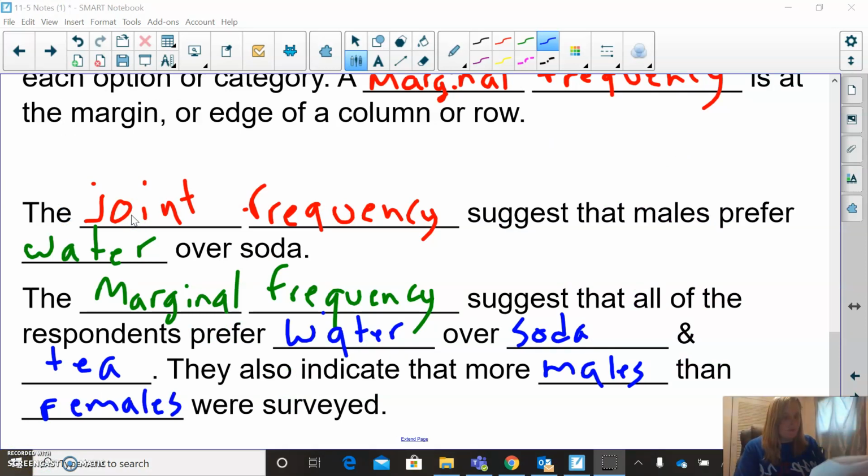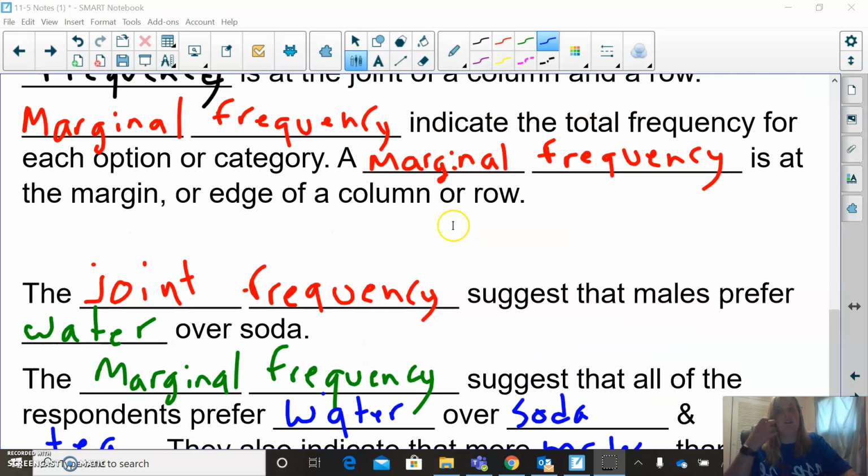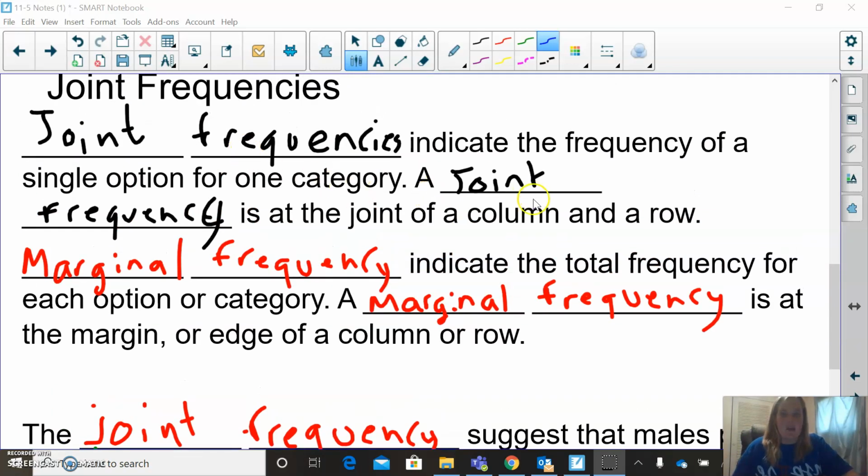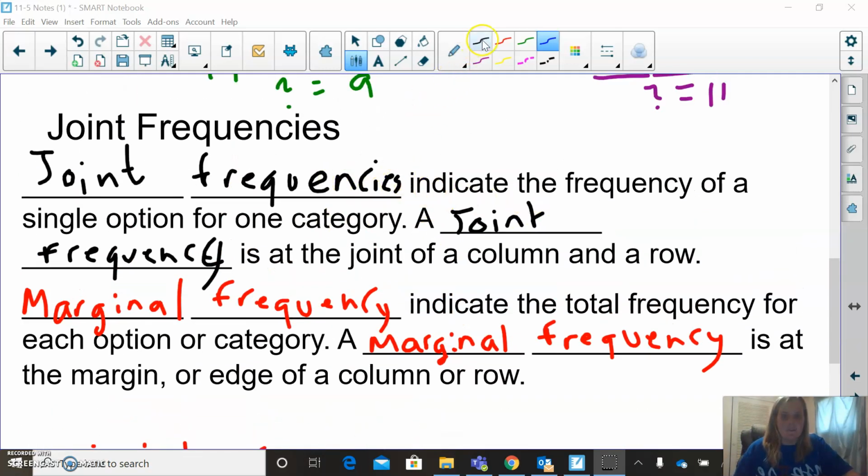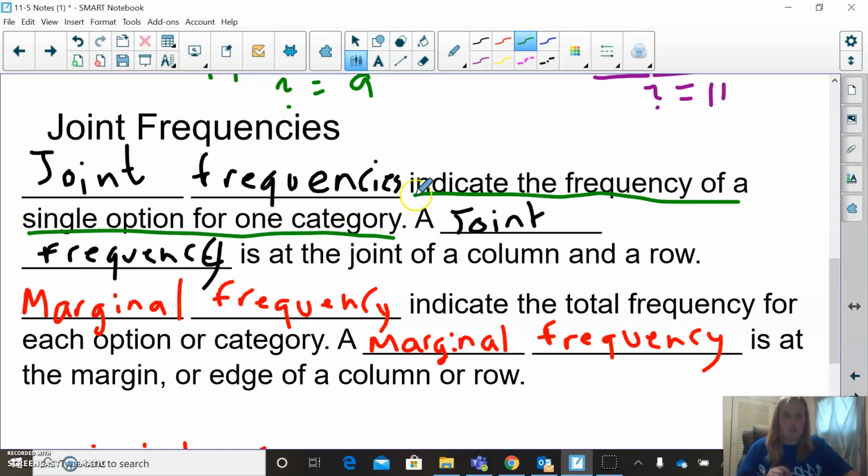Okay. I also want to emphasize, before we move on to example 2, that joint frequency indicates the frequency of a single option for one category. Extremely important definition. Joint frequencies indicate the frequency of a single option for one category. Okay? All right, guys.